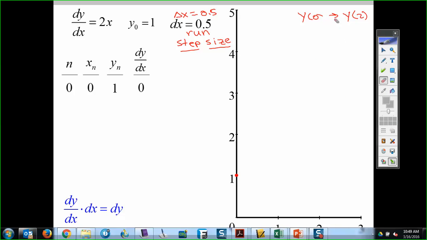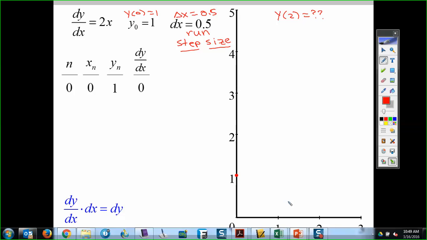That's all kind of the same thing we're doing. The difference is we're not doing the area from 0 to 2, but we're starting at y of 0, and we're wanting to figure out y of 2. That's what we're doing in this problem. So that gives you your b minus a. We're going from 0 to 2, and we want to do that in 4 steps. So each step has to be a half. It's the run, the step size, the delta x, whatever you want to call it.